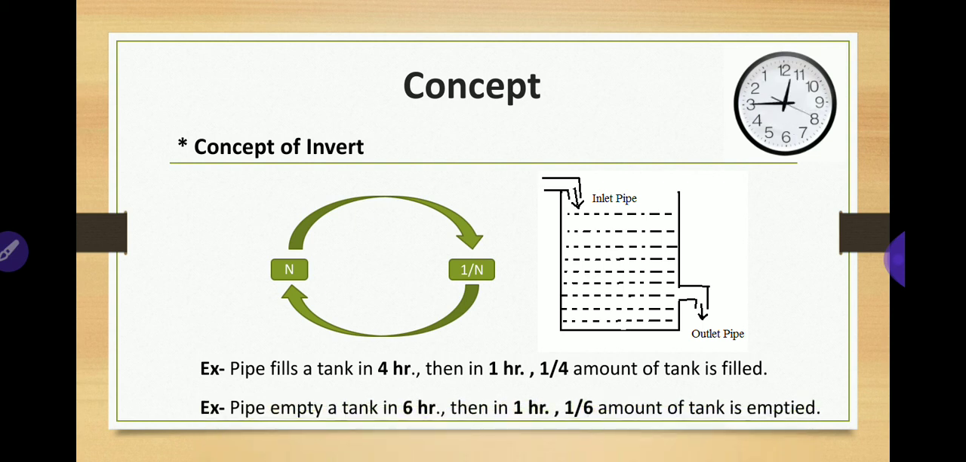This is also possible in the case of emptying the tank. Suppose one pipe is emptying the tank in 6 hours completely, then in 1 hour 1/6 amount of the tank will be emptied. Vice versa, if in 1 hour 1/6 amount of the tank is emptied, then the time required to completely empty the tank will be the reciprocal of this 1/6, that is 6 hours. So if you know the concept of this reciprocal or inversion, then you can solve many problems or many cases in pipes and cisterns.